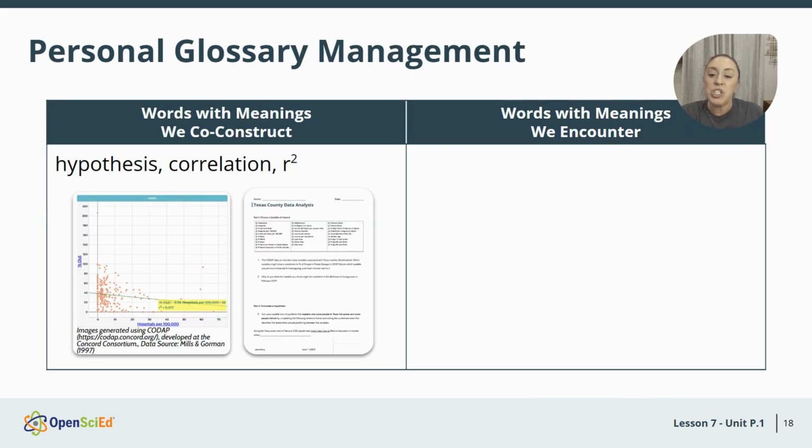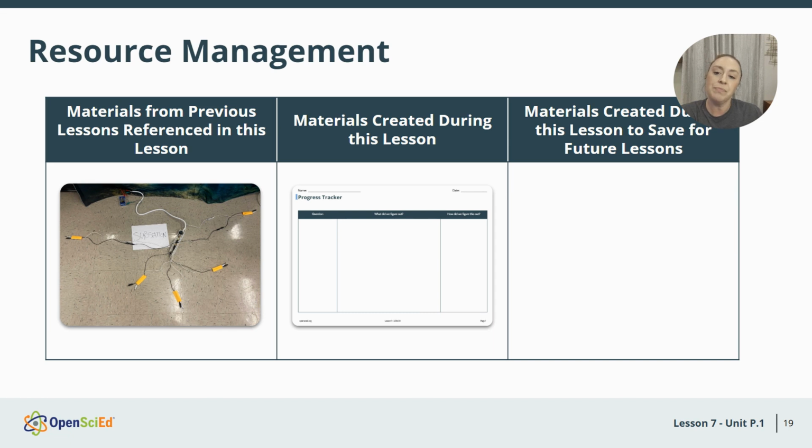For our glossary, we do add the words hypothesis, correlation, and R-squared value that come from our discussion of our CODAP data. And then in terms of material or resource management, there aren't any posters for this lesson that we need to reference or save, but we do need to pull out our Electric City or set up a similar demo one. We will also add to our progress tracker.